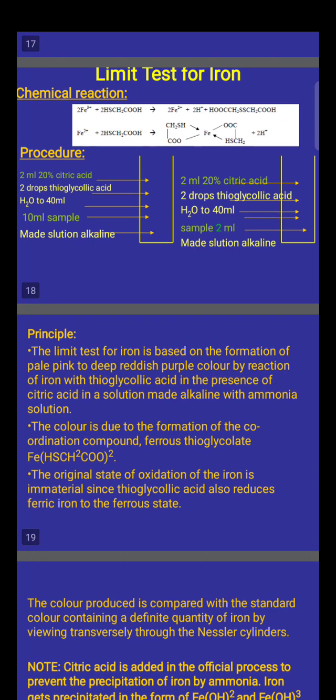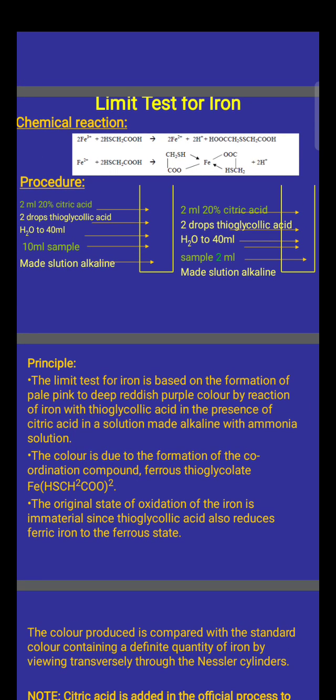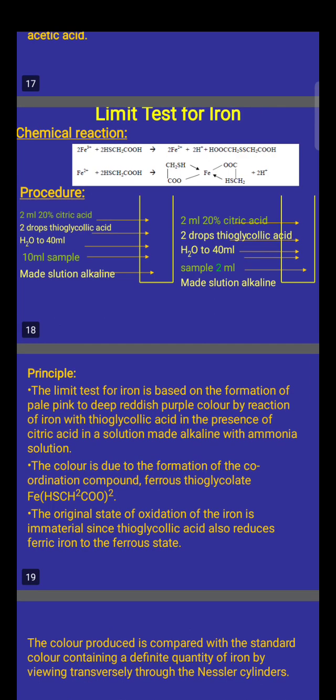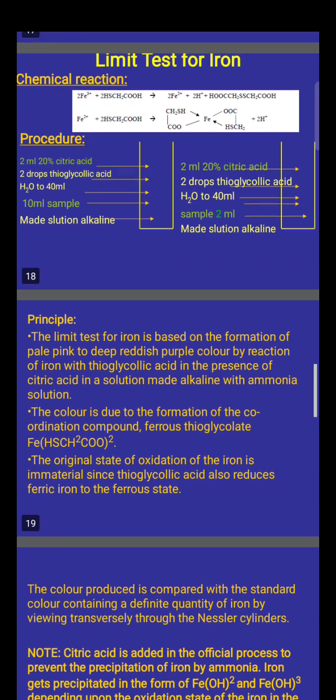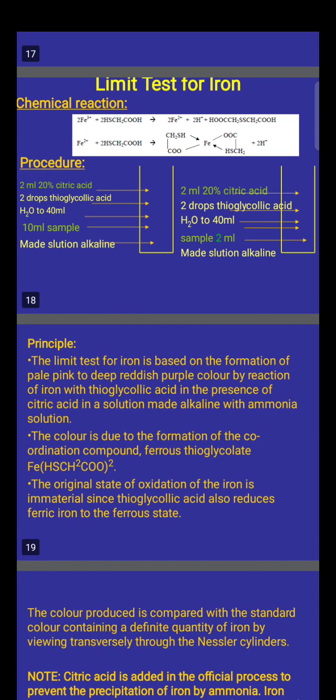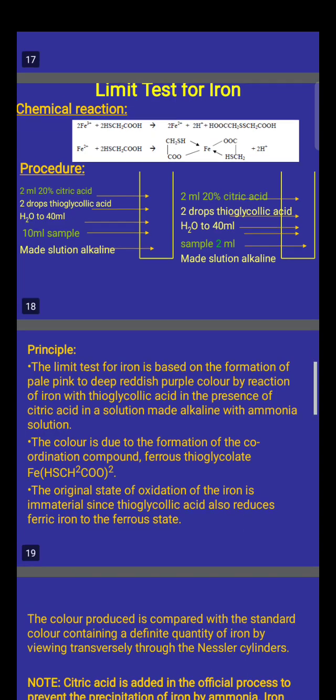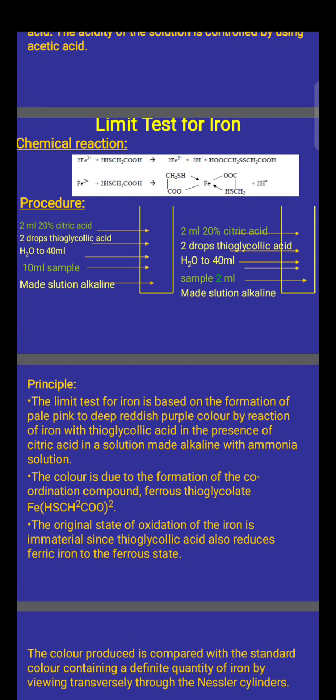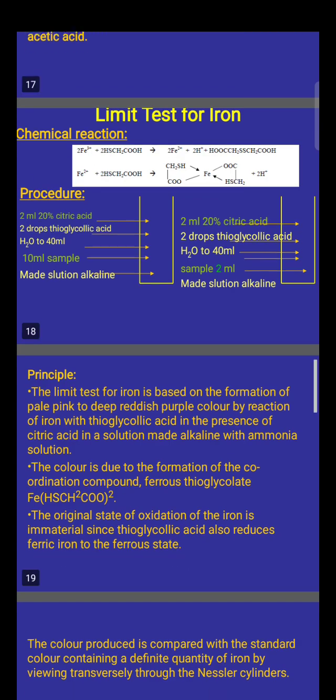Chemical reaction is written: SHCH2COOH. This is the chemical formula for thioglycolic acid. Actually, thioglycolic acid is the main reagent which is used in the limit test of iron, so don't forget. So again the same 2 Nessler cylinders are required. Students, in the limit tests of chloride and sulfate there is also use of Nessler cylinder.